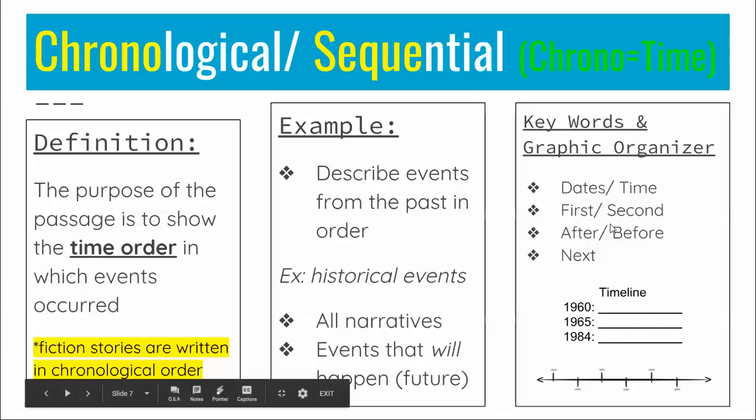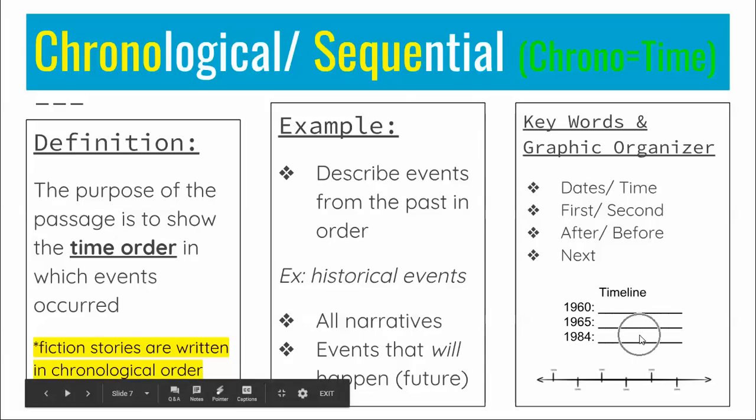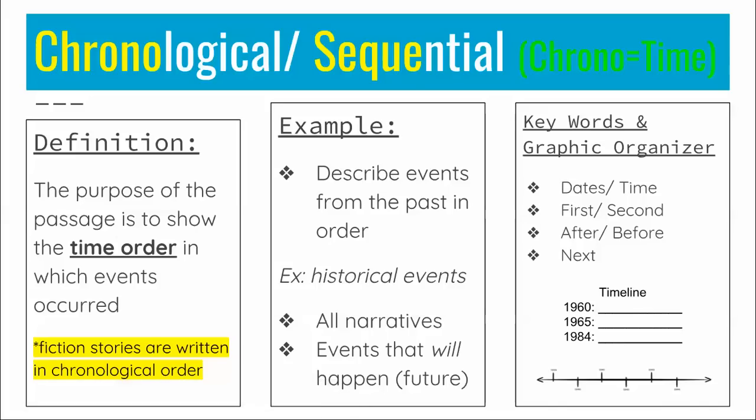So some key words might be dates and time. It might be first and second. It might be after and before or next. But a really big one is dates and time words. You have to sense time passing. Some graphic organizers would be different types of timelines, okay? This is all about the passing of time in order.